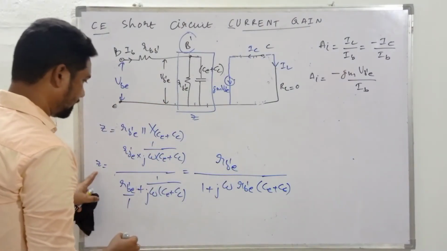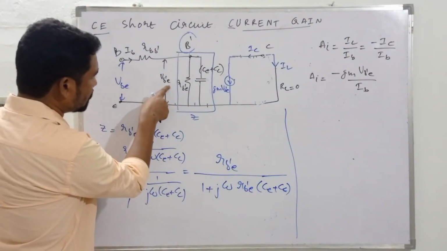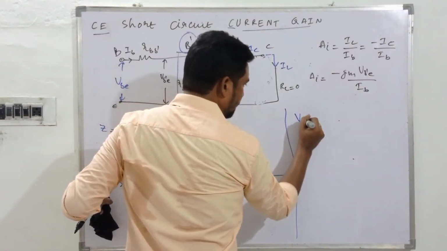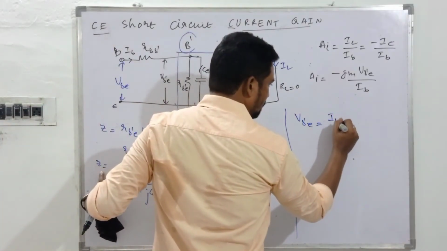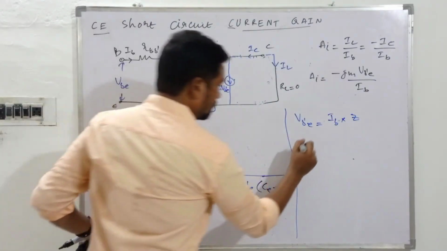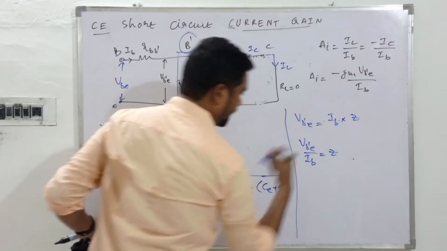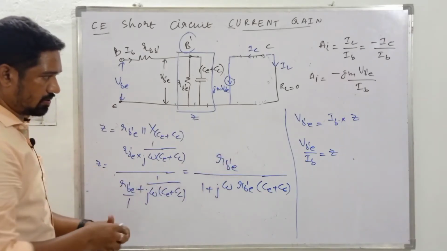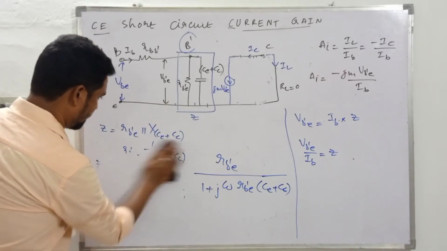This is the impedance Z, right? And from this arrangement, what will be this one? From this arrangement, the voltage drop VB'E could be written as IB into Z, isn't it? And that ratio VB'E by IB will be equal to Z, right? So which Z? This is the value of Z we are talking about. Z is equal to that, so remember that one.